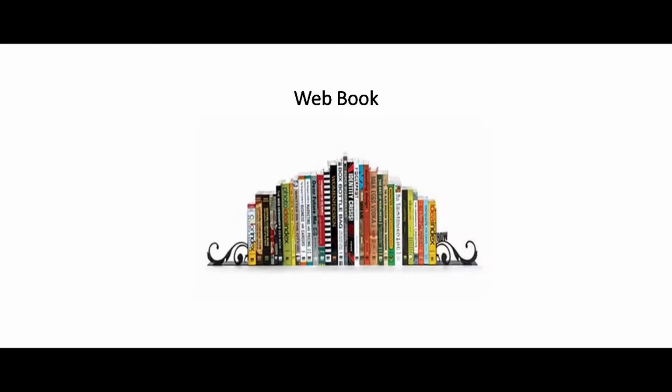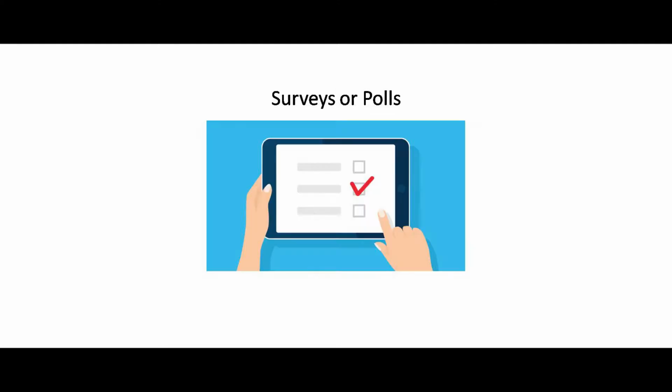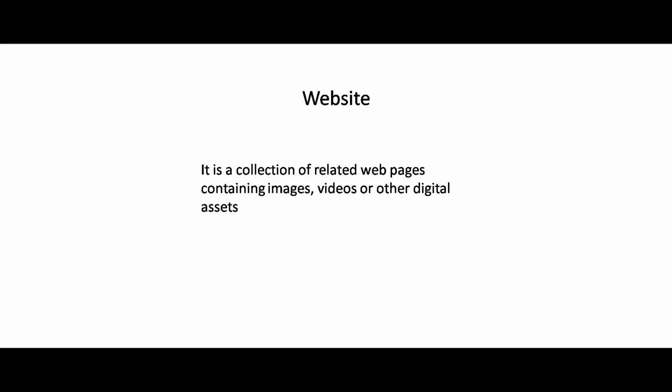Webbooks. These are texts that have been scanned or typed and either published on a web server or made available on the web for downloading. Surveys or polls. It is a study of what people think or believe about a topic or question. Last is website. It is a collection of related web pages containing images, video, or other digital assets.